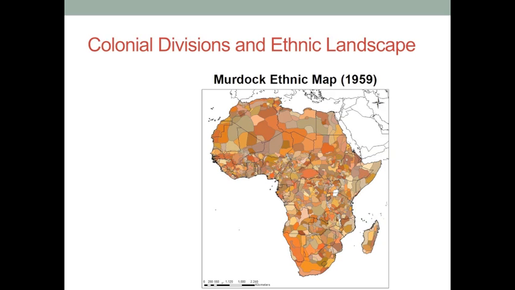An important thing to identify in the Murdoch ethnic map, which was constructed in 1959, is that ethnic, or in the old term, tribal boundaries, by no means coincide with the boundaries that resulted from the colonial imposition in sub-Saharan Africa. As a result, you have many ethnic groups that straddle boundaries or multiple ethnic groups within a single boundary. In both cases, this has led to conflict and forces that, in a sense, pull modern states apart.